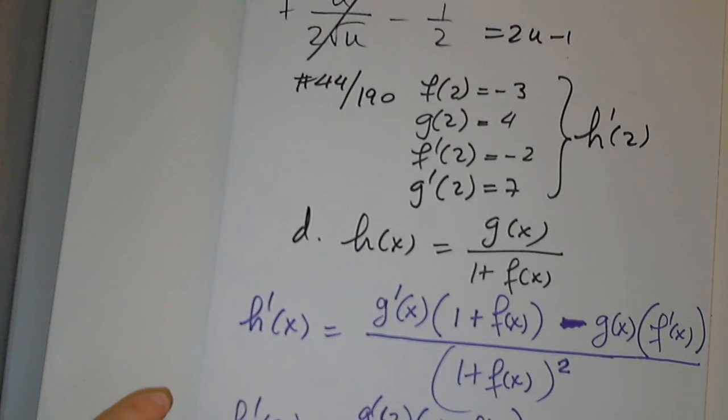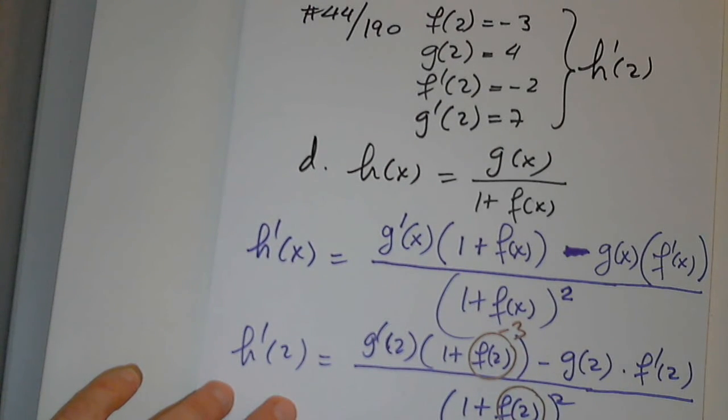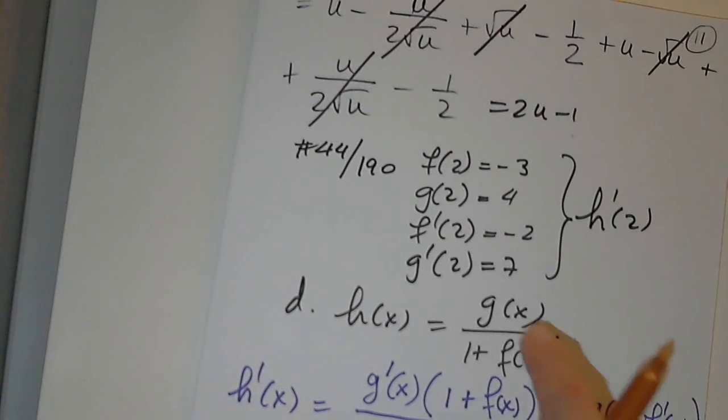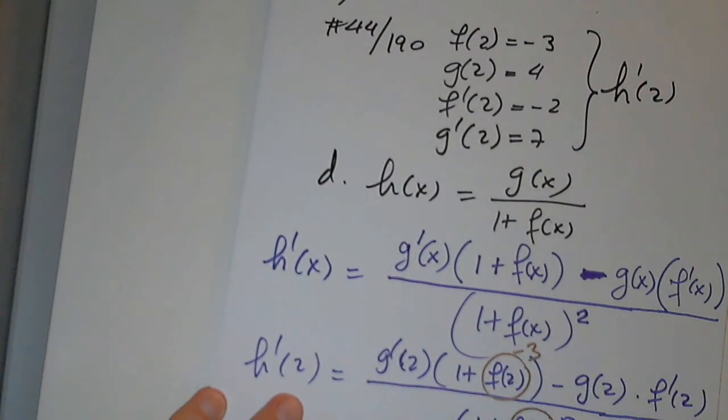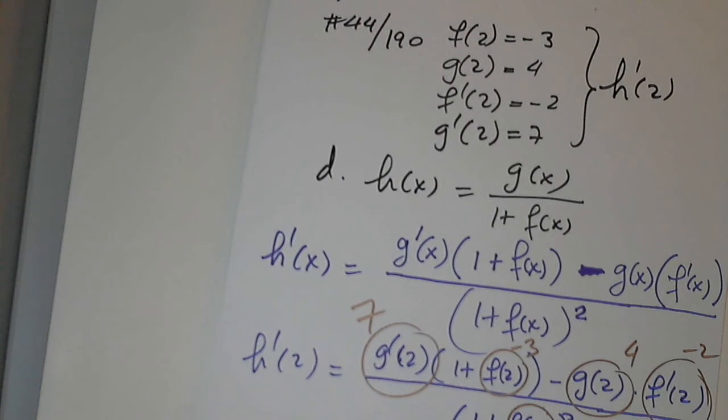So f of 2 is negative 3. So this is negative 3. This is negative 3. Then I have g of 2, which is 4. And g of 2 is 4. I have f prime of 2, which is negative 2. And I have g prime of 2, which is 7. So now I can put all these together and get a number.